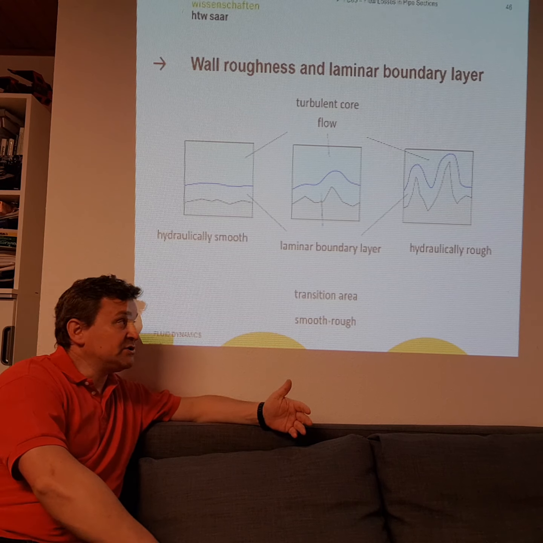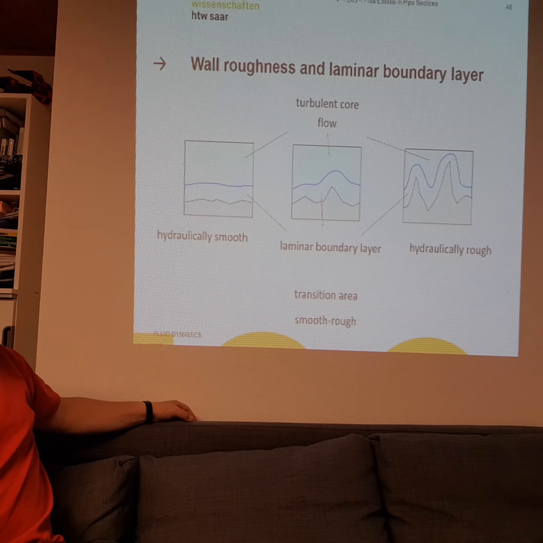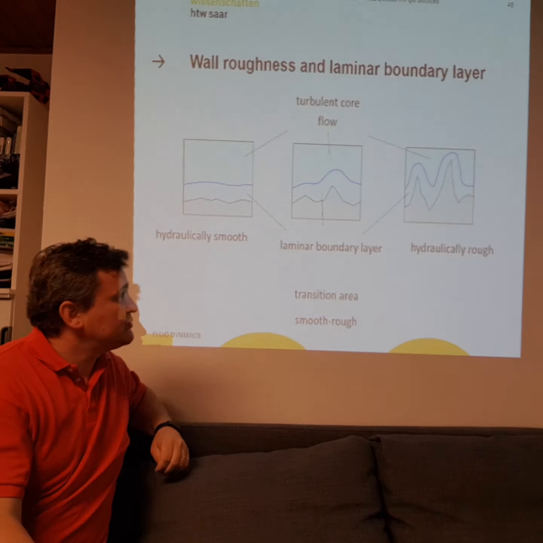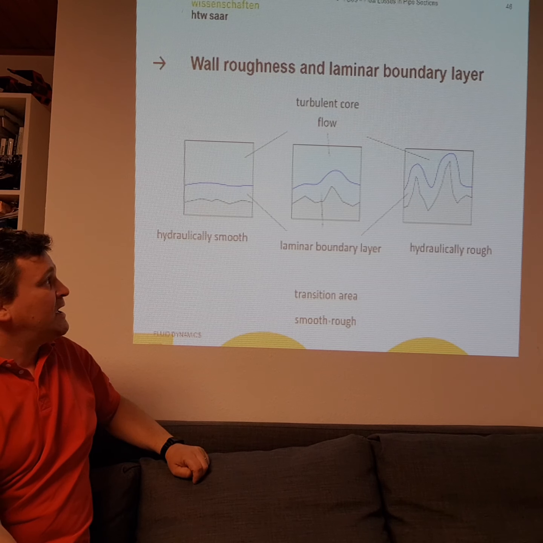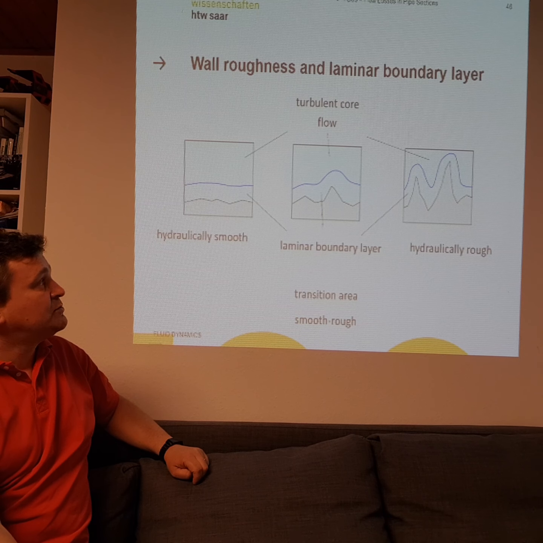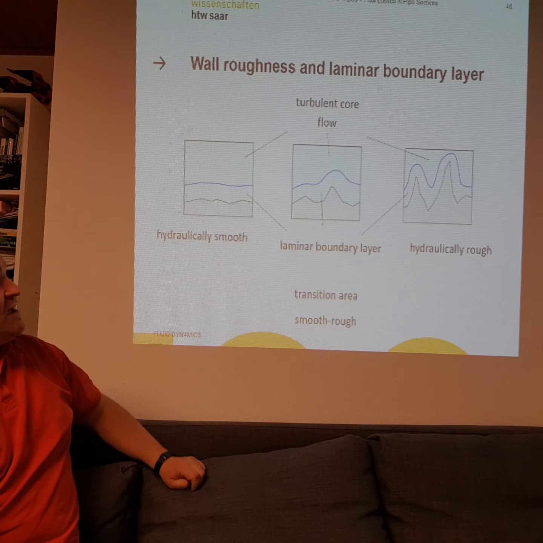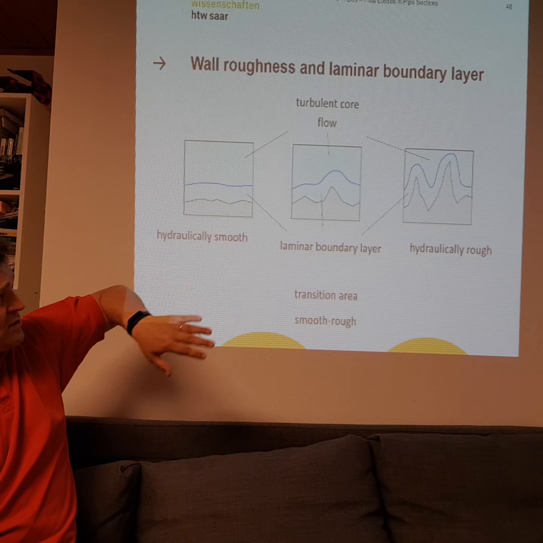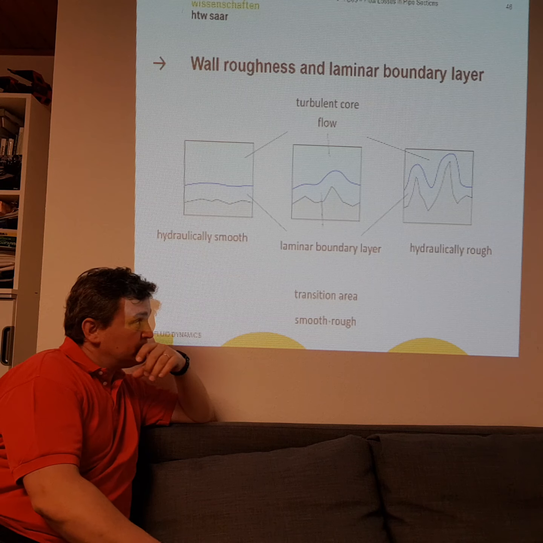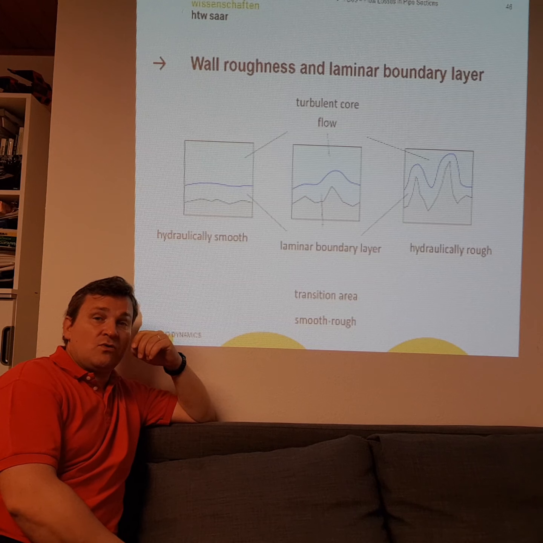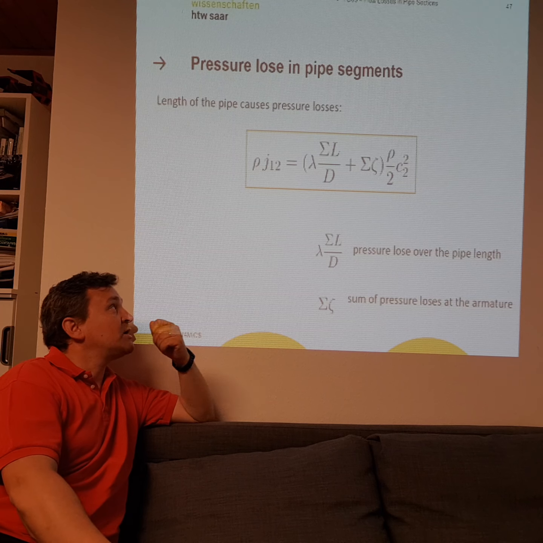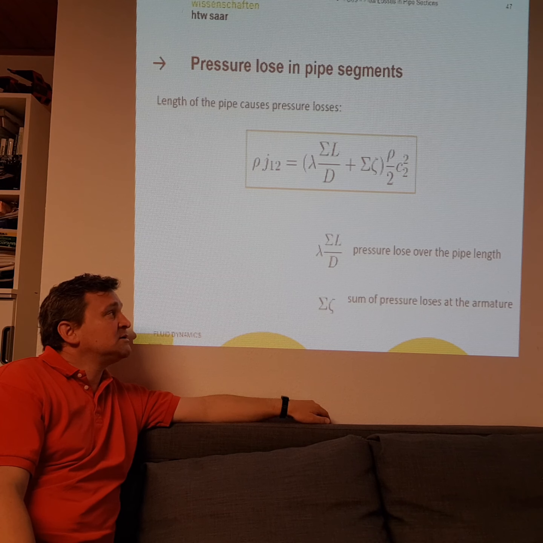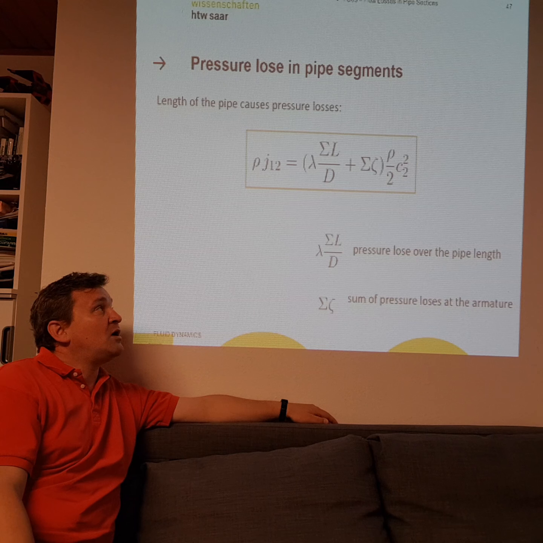sophisticated formulation. Here again is a small picture of a hydraulically smooth wall and a hydraulically rough wall. We have our flow region, our turbulent core, and if we have this high roughness, we have hills and valleys, and the boundary layer has to follow this wall structure. Okay, and so we must add an additional formulation to our law.